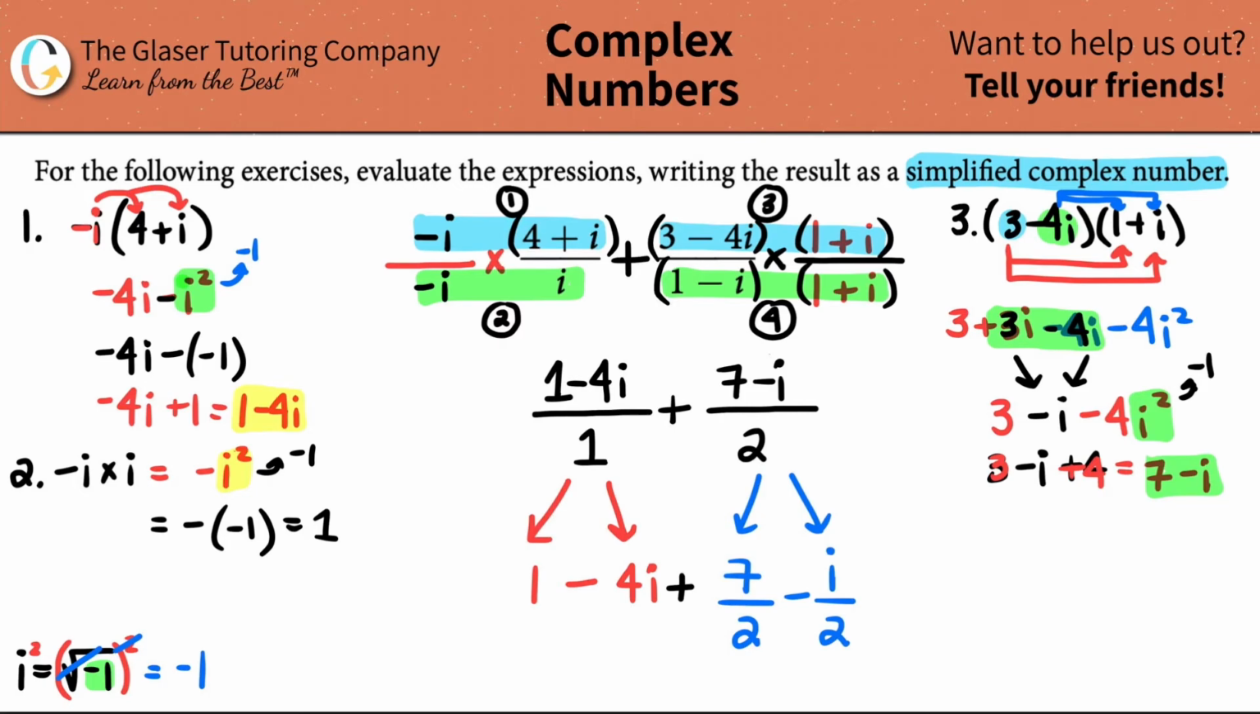So I'm going to take my real values, 1 and my 7 over 2, and I'm going to add them together. So I'm going to take these 2 guys and do the math. And then I need to do my math on my i values, right? So I have negative 4i and I have negative i over 2. I need to add those together. You guys got what I said, right? I said i squared, I think, but at this point in time, I don't know what I'm saying anymore. Just kidding.